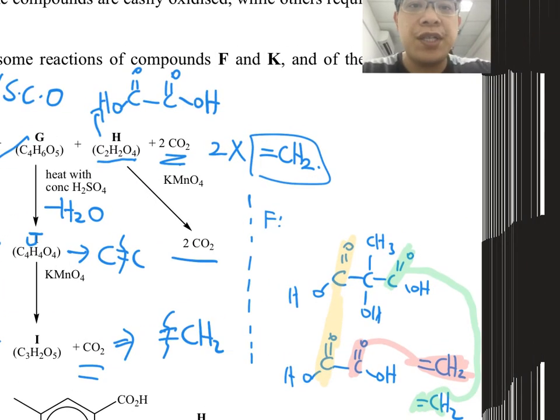To get the final structures, I will draw this out here. Sorry, let me use a different color. Let me just draw here. Let me use a red color. So this is CH3. This is OH.